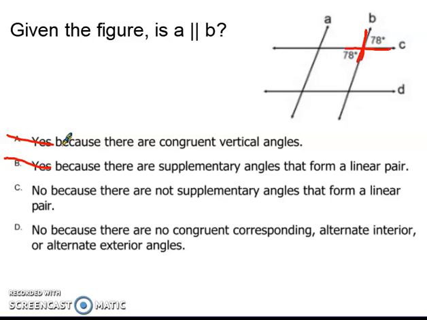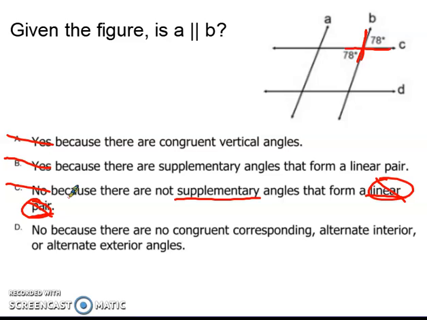So I'm going to look. No, because there are not supplementary angles that form a linear pair. Well, the key words here are linear pair and supplementary. Supplementary angles or linear pairs are supplementary. But again, linear pair is like vertical. We cannot use that to prove parallel.